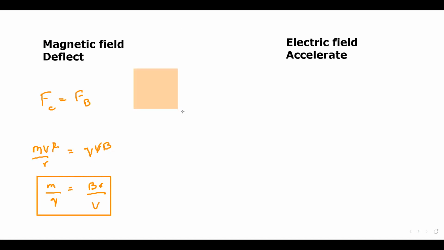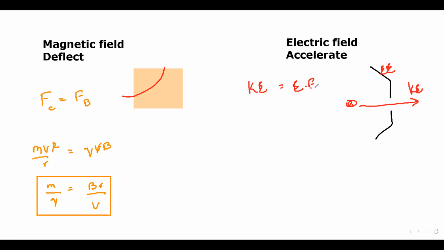So if we have a magnetic field, the magnetic field will cause the circular motion, so we can relate the circular motion and find the mass to charge ratio. And if an electric field is there, the purpose of the electric field is to accelerate the particle. So we apply a certain potential or voltage, and that causes the particle to accelerate. So the electrical energy will be equal to the kinetic energy.